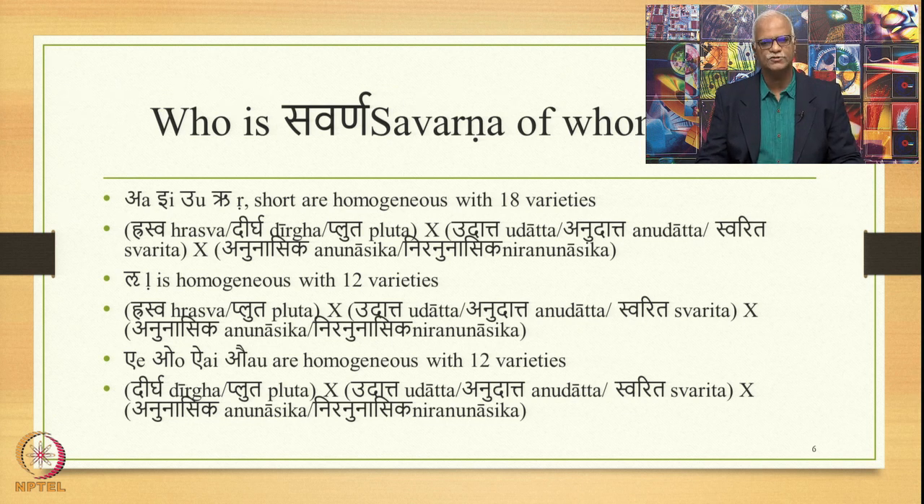Then comes lu, which is homogeneous with 12 varieties, namely hrasva and pluta. Lu does not have a dirgha. Then udatta, anudatta, svarita, and anunasika, niranunasika, 2 multiplied by 3 multiplied by 2. That is 12 varieties. E, o, ai, and au, they are also homogeneous with 12 varieties because they do not have a hrasva version. So they have only dirgha and pluta as far as the length is concerned, and then udatta, anudatta, and svarita as far as the tone is concerned, anunasika and niranunasika. So 2 multiplied by 3 multiplied by 2, once again there are these 12 varieties. These are the homogeneous vowels.